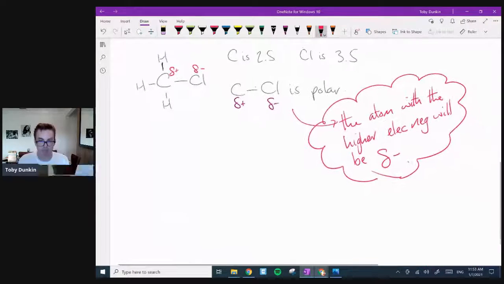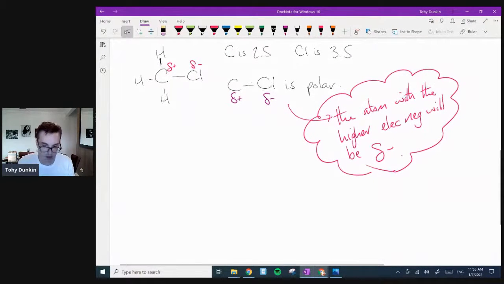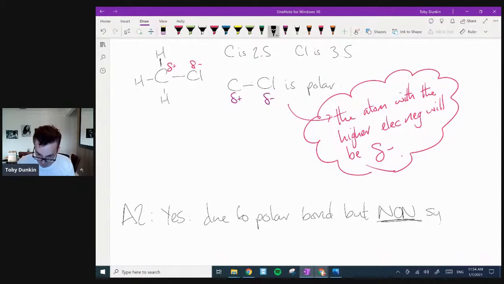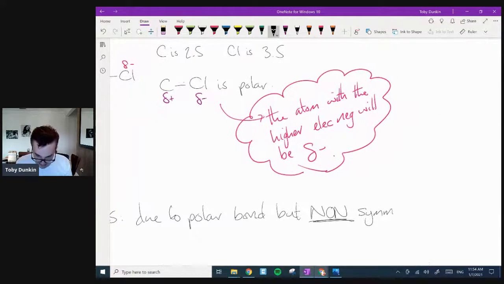The next thing is question number 2. Is this molecule polar? Answer number 2 is yes. The reason is that the molecule is not symmetrical, and I'll explain that now. So the answer is yes, due to the polar bond but non-symmetrical. I'm going to show you a symmetrical one in a second. Non-symmetrical molecule, so it is going to be polar.